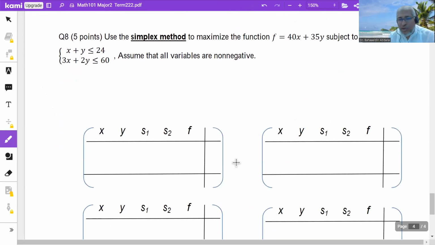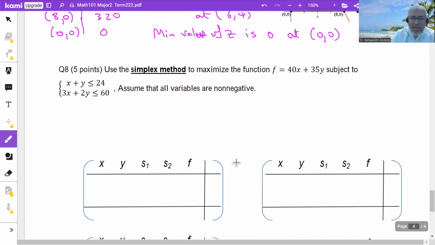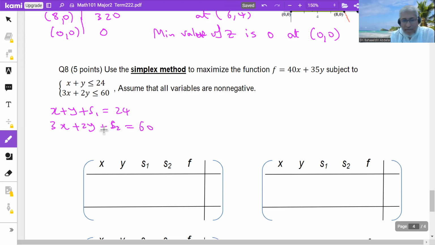Use the Simplex method to minimize this function, subject to these constraints, and assume that all variables are non-negative. Good. The first step in the Simplex method is to introduce the slack variables, S1 and S2. We change each inequality to an equation. So the first inequality becomes x plus y plus S1 equals 24, and the second becomes 3x plus 2y plus S2 equals 60. So we introduce these two slack variables.